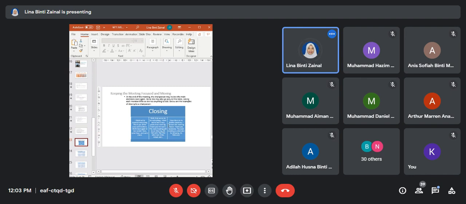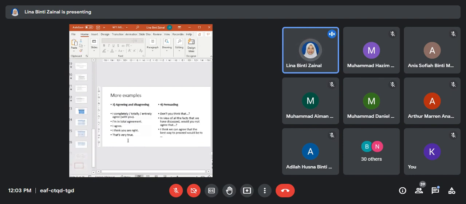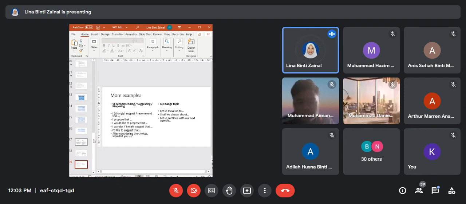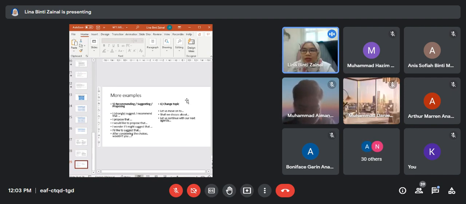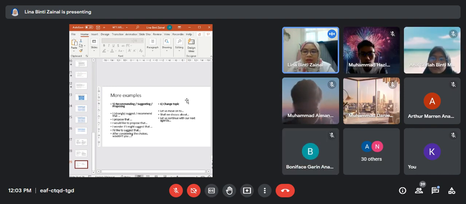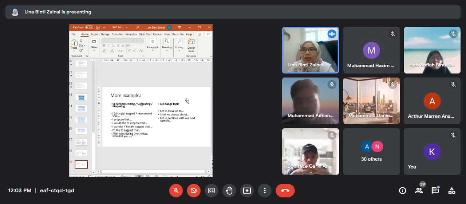So these are the expressions that you can use during your assignment later. This one, I think you can read on your own. And as for tips, especially when you are the type who is nervous and not really confident in your delivery for a presentation.